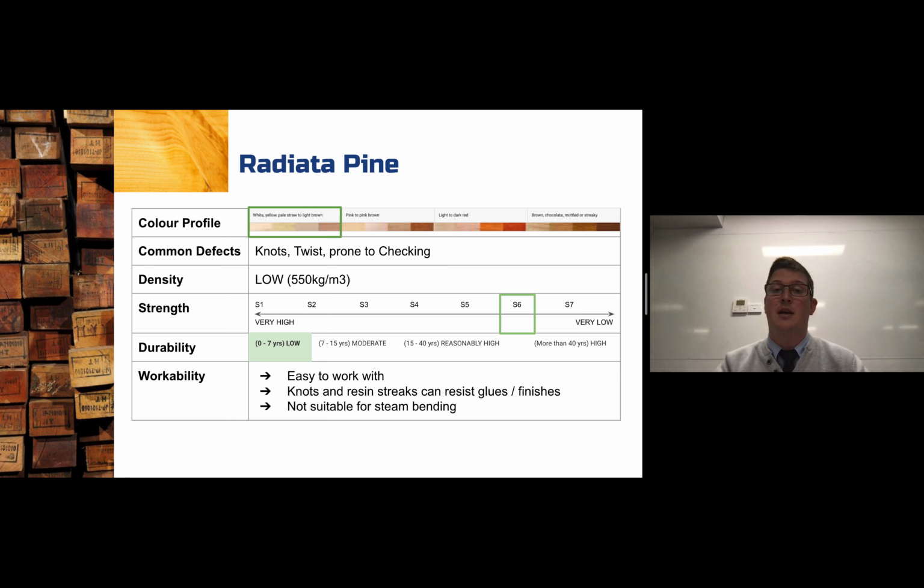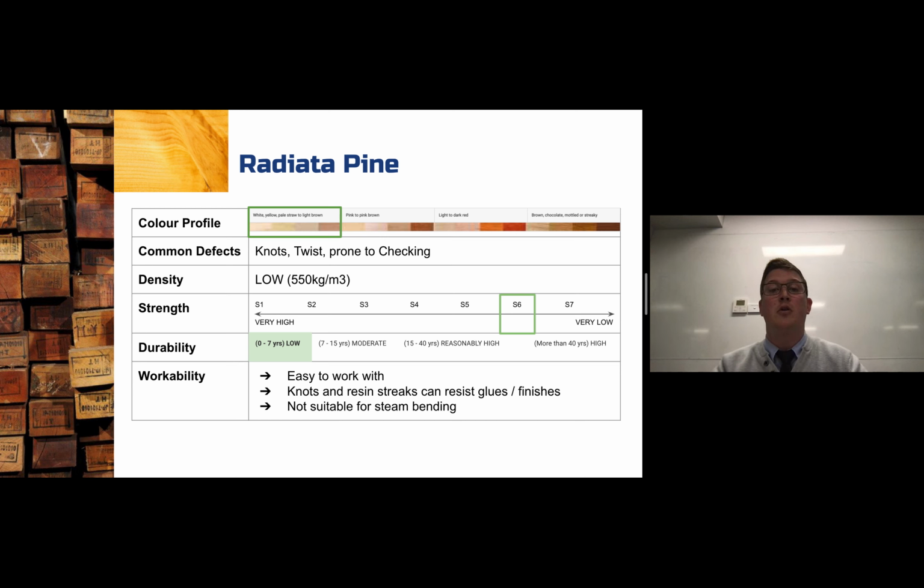And the other one is they are prone to checking, which is basically when you're working with the timber, putting it through things like thicknesses, it quite often will come up with little marks on it called checking, which is a result of the timber itself and how it grows. Now, density. Density is all about how much weight is in a certain volume of timber. Now, all our timber species are measured in kilograms per metres cubed. That's how we work out our density. And the higher the number, the denser the timber is.